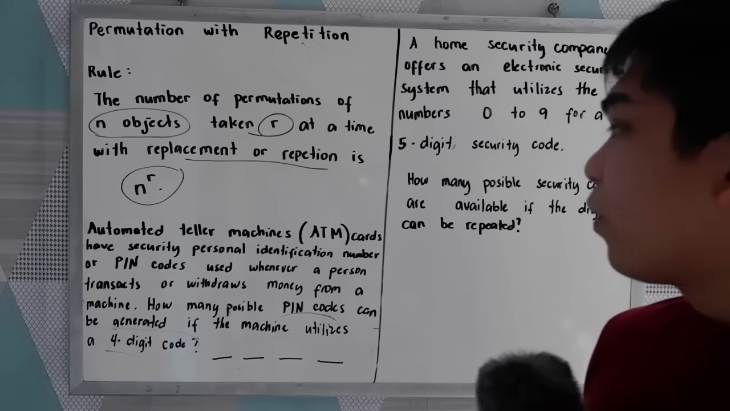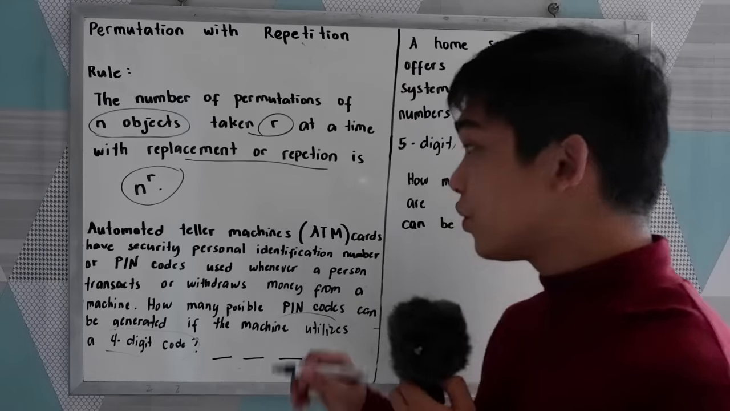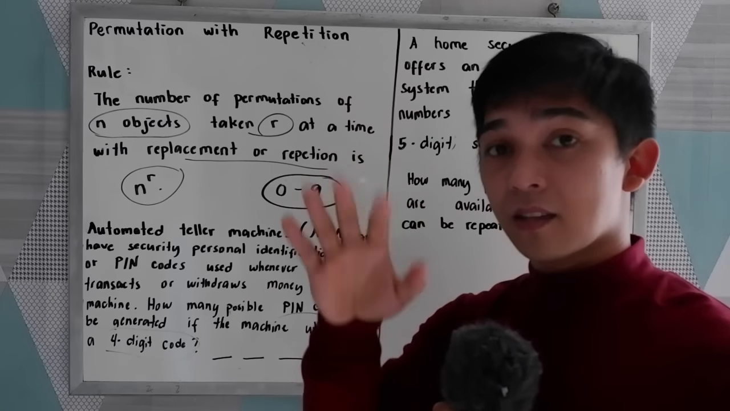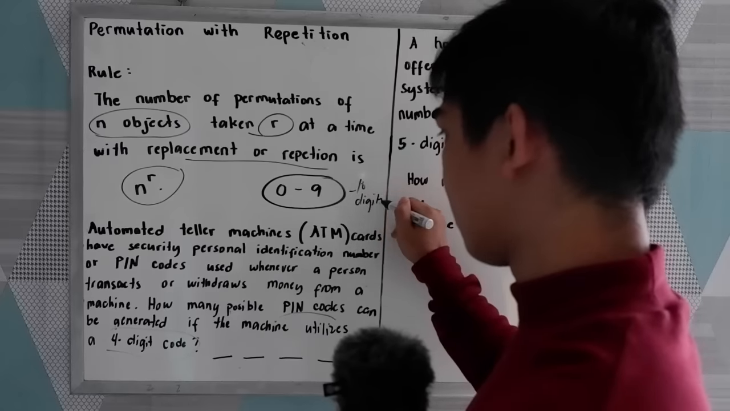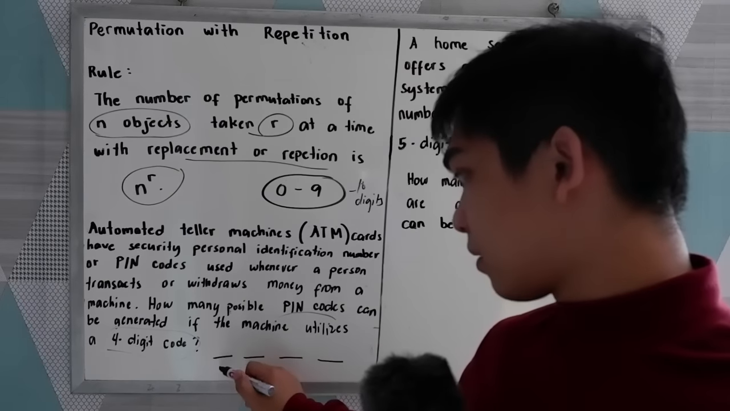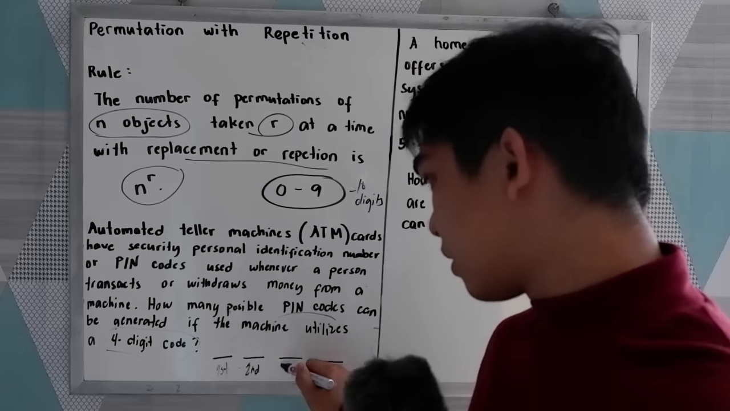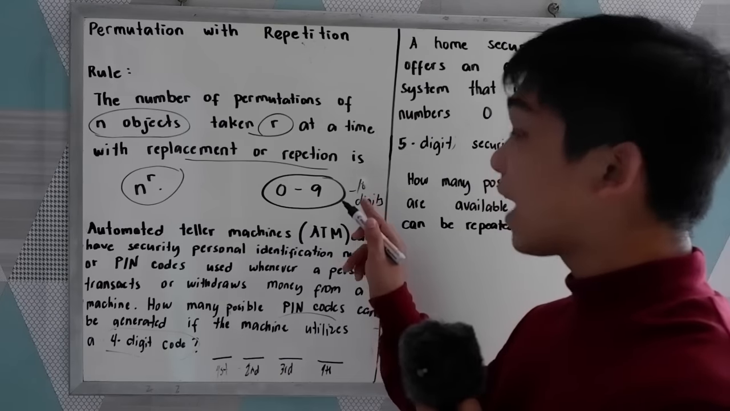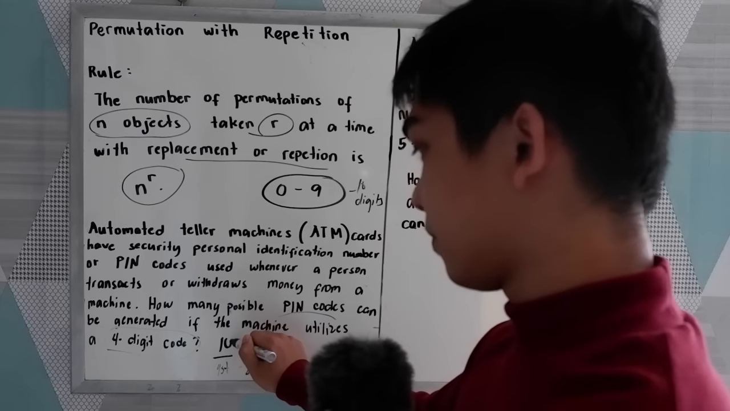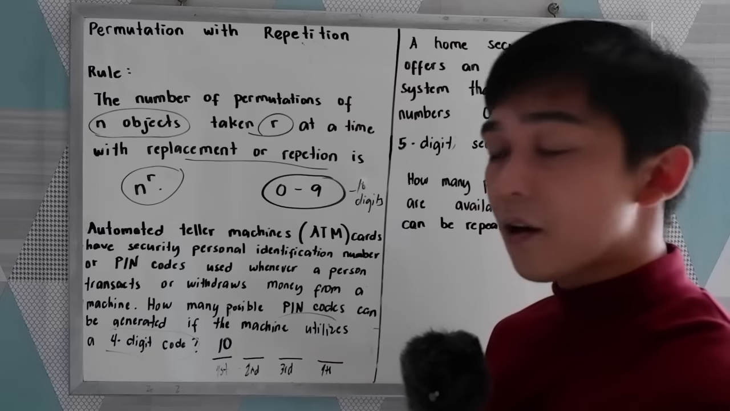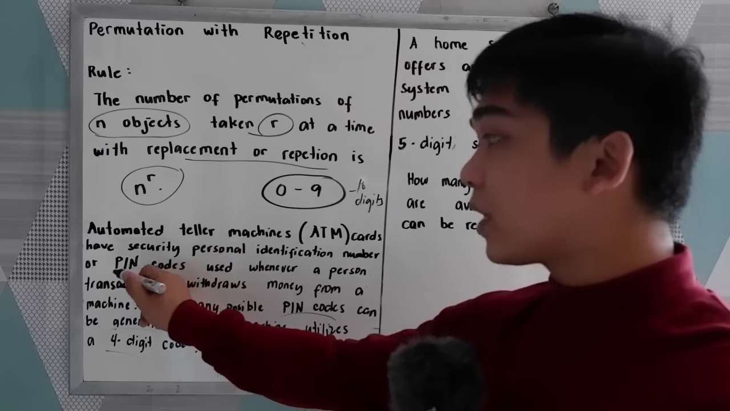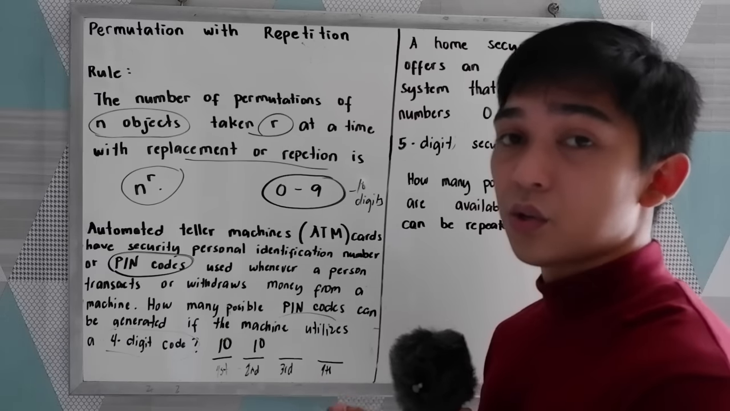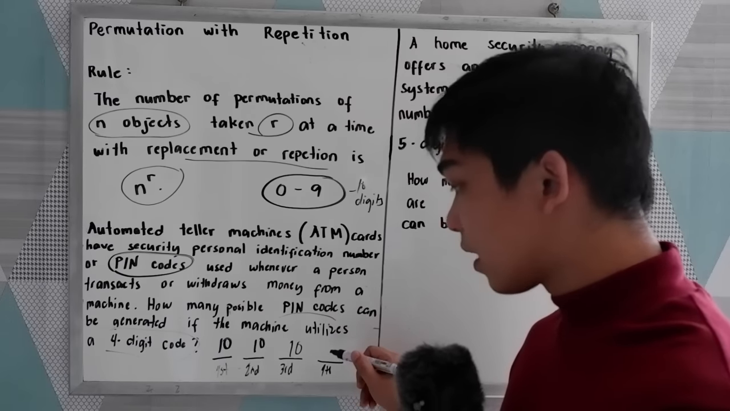Now, in our digits or in our codes, we use 0 to 9. So that is 0, 1, 2, 3, 4, 5, 6, 7, 8, 9. That is equal to 10 digits. For our first code, second code, the third, and the fourth: in our first code, we have 10 options. So we have 10. For the second, we also have 10. Take note, if you're creating your PIN codes, you can repeat the number, or you can enter the number once, twice, thrice, or a fourth time. So on the third, we have also 10, and on the fourth, we have also 10.